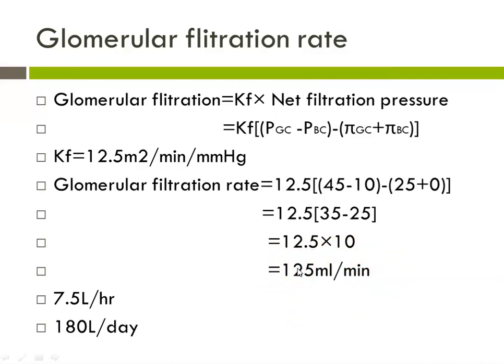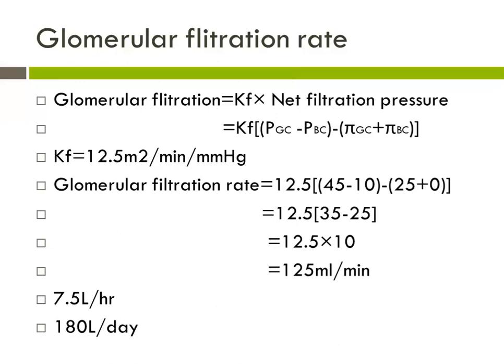What is the glomerular filtration rate? The glomerular filtration rate is defined as the amount of filtrate formed by the glomerular filtration membrane of both the kidneys in a unit time.